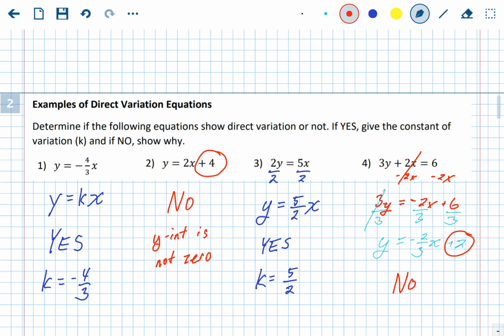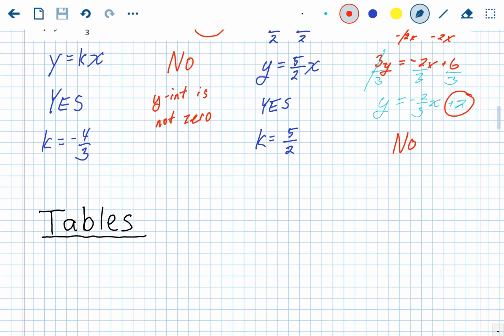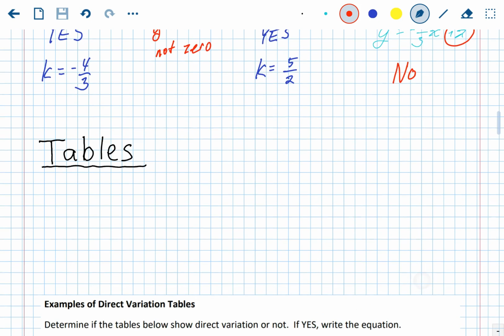So it's pretty easy to identify direct variation if you're given the equation. And if it's not in standard and slope-intercept form, just solve for y and see if it is in that y equals kx form. If it is, direct variation. If it's not, it's not direct variation. The next representation we're going to look at is tables. How do we tell if we have direct variation in a table?